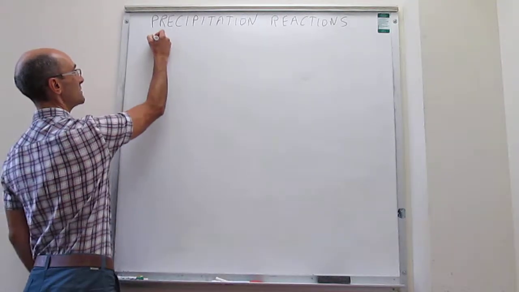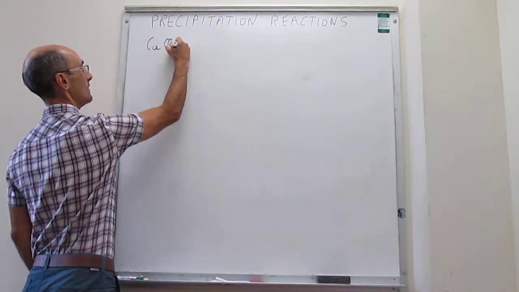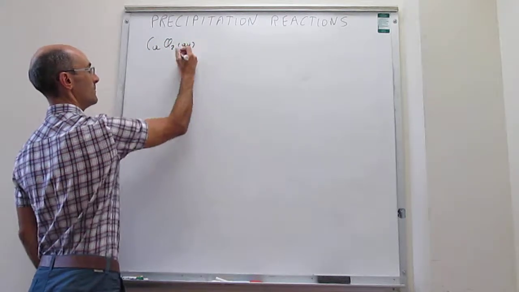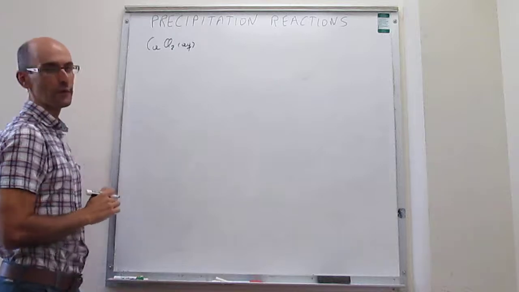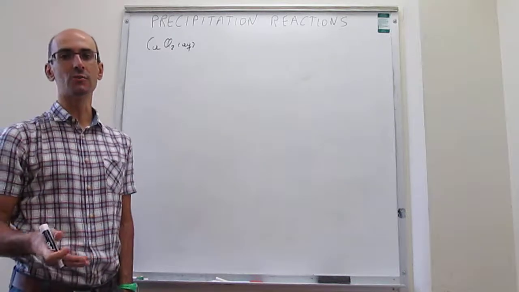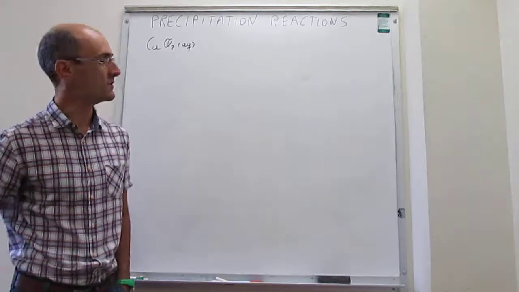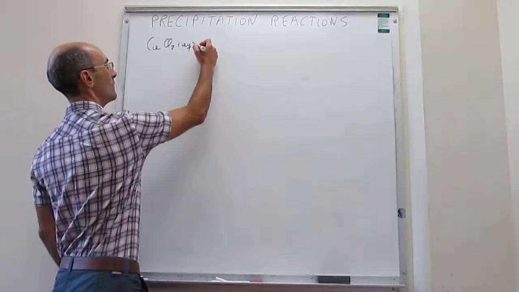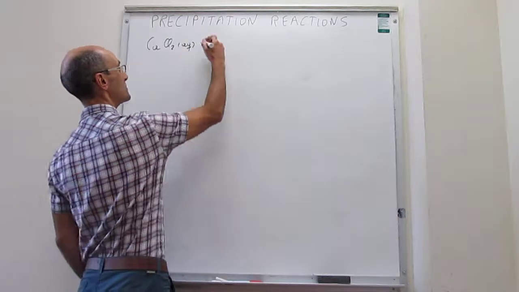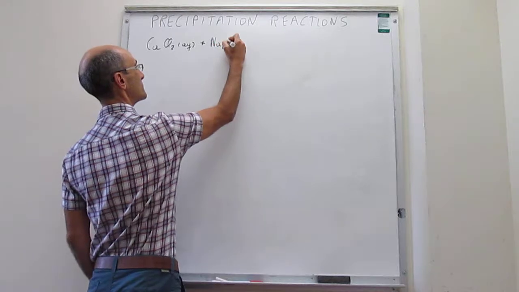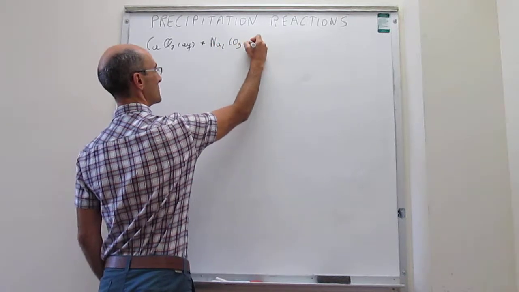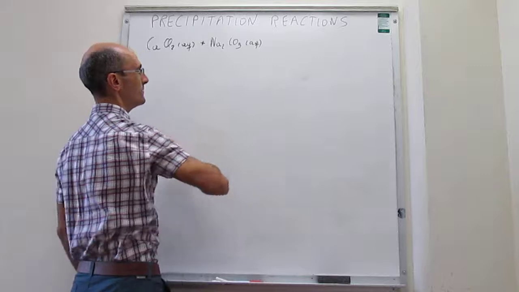We're going to be mixing calcium chloride, which is soluble, and we'll write here (aq), which means that it is a soluble species in water. So this is going to be a water solution. We're going to mix this with sodium carbonate, which is also a soluble species in water.